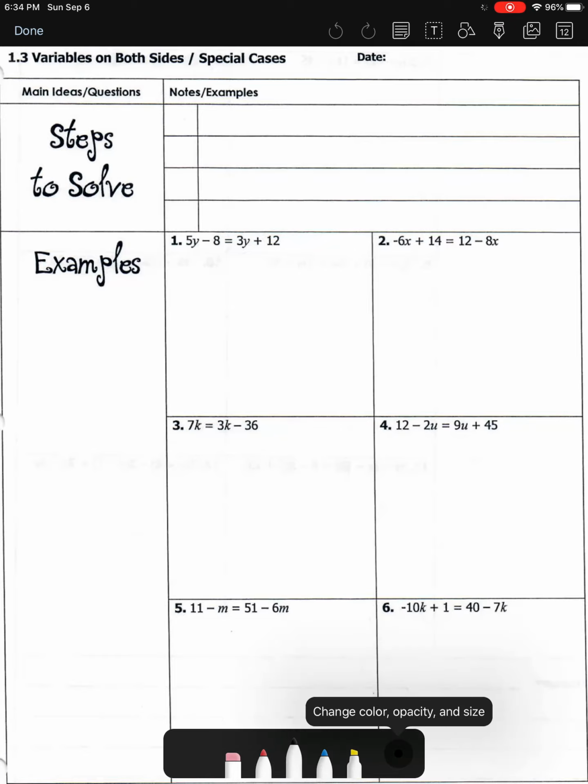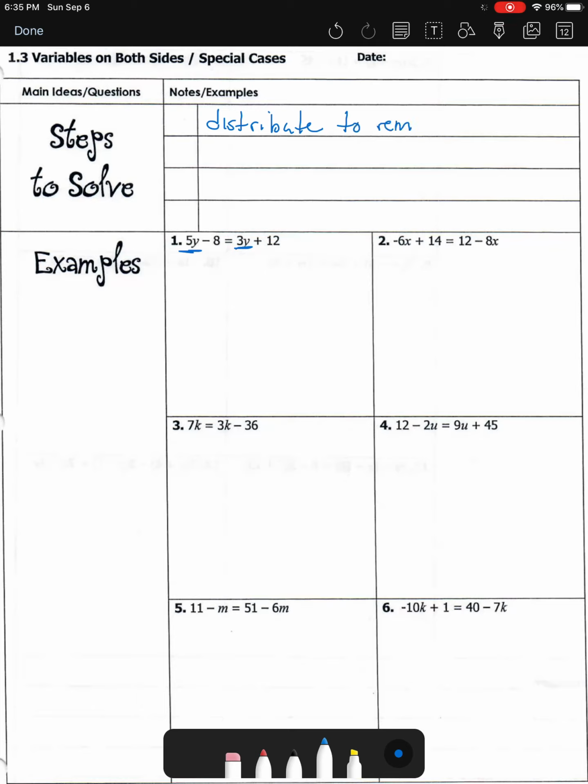Okay, so we're going to solve equations with a variable on both sides. So I have no idea why this is not writing. Oh, there we go. So now we can see we have a variable on both sides. So in doing this, again, we're going to distribute to remove parentheses if necessary.